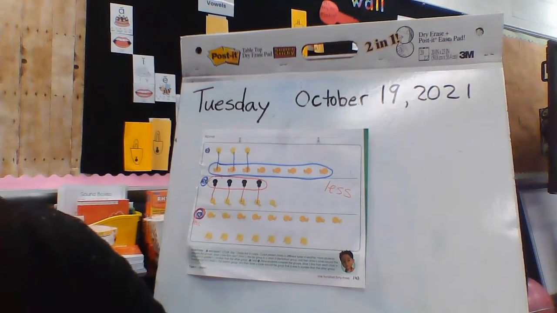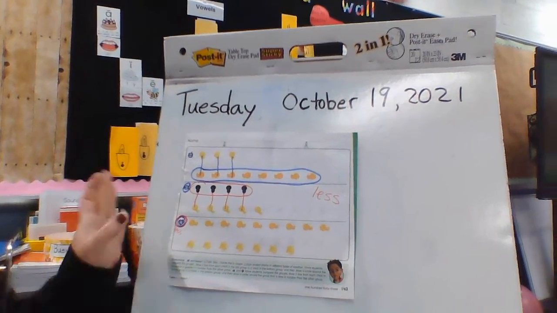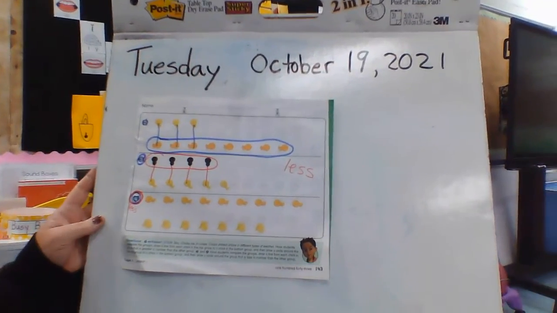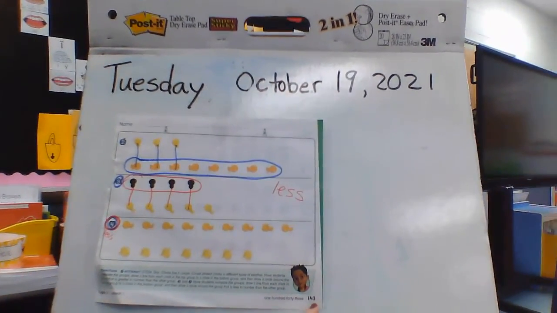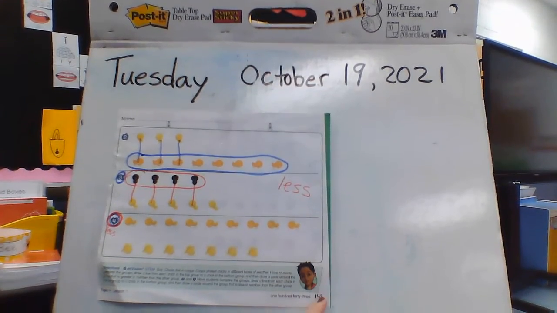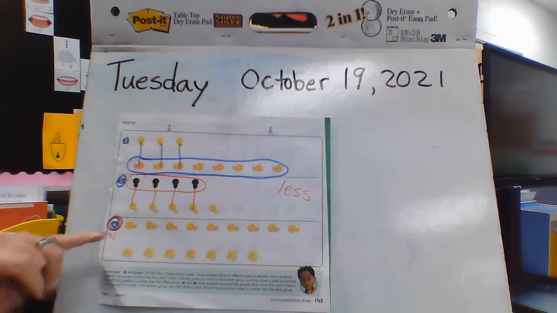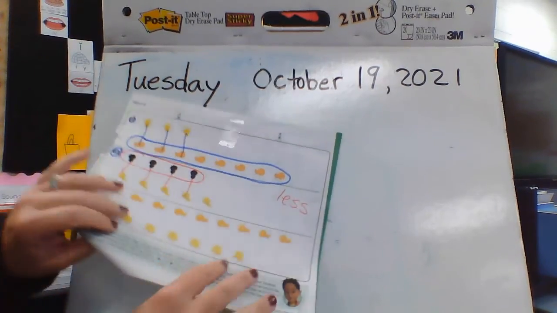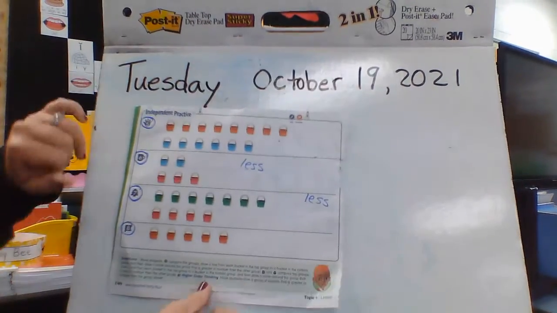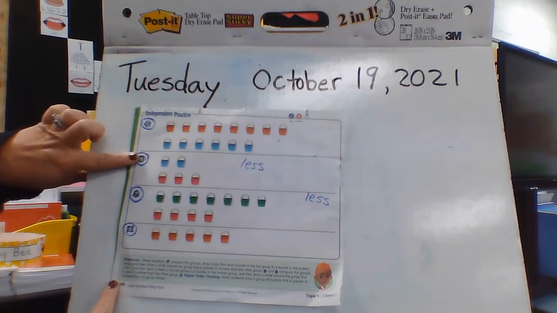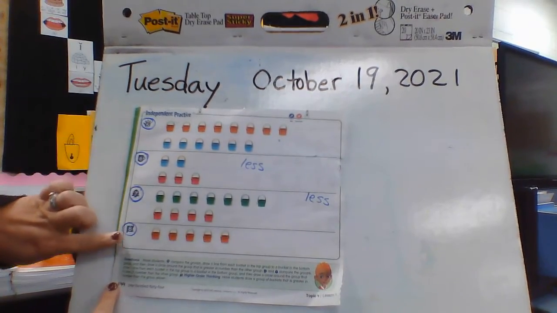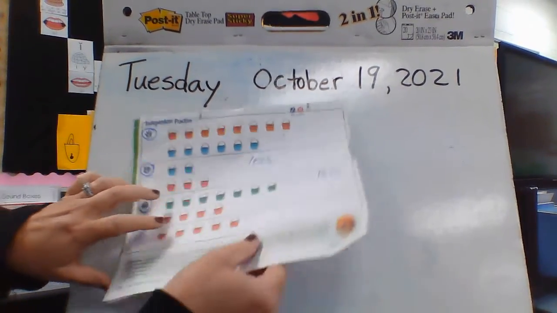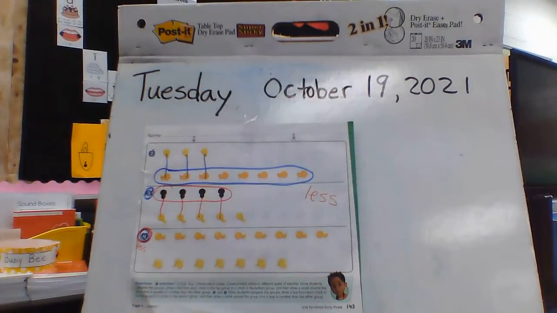So for math, the first thing we're going to do is go over yesterday's assignment, which was page 143. And I asked you to do number 4. And then on the back, I asked you to do number 5, 6, 7, and 8. So we are going to go over that today.